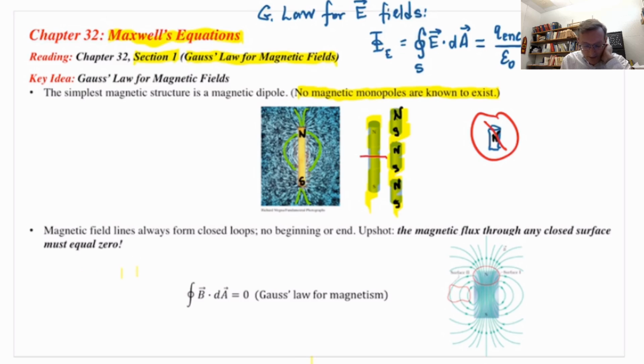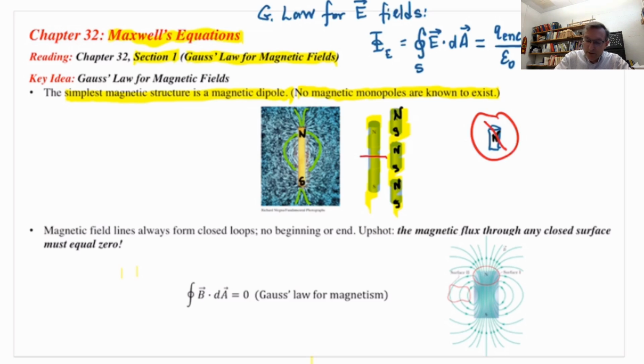And so what you find in terms of the simplest magnetic structure out there is a magnetic dipole. You could have something called a magnetic quadrupole or an octopole. You can have more complicated things, but the simplest thing is a magnetic dipole. And, like with a bar magnet, the magnetic field lines always form closed loops. There's no beginning or end to them.